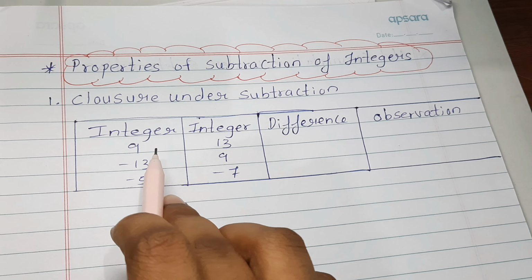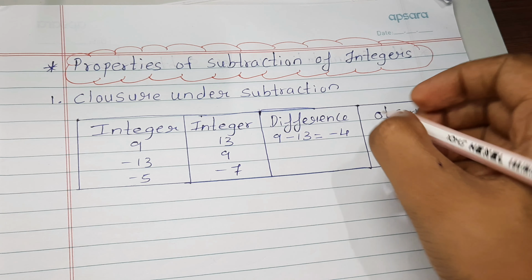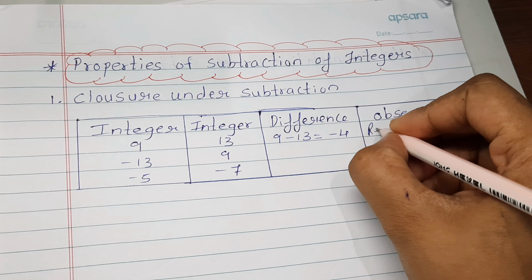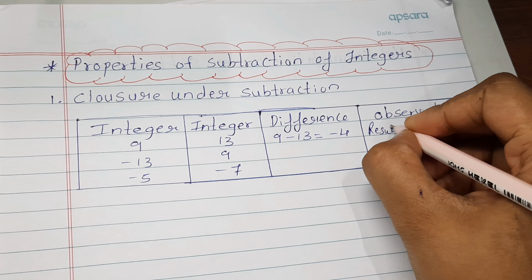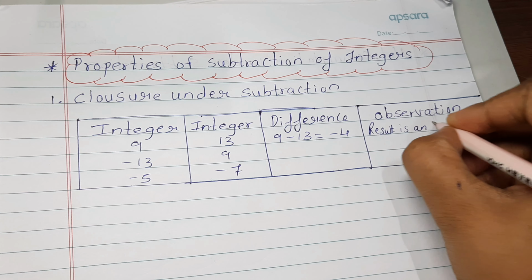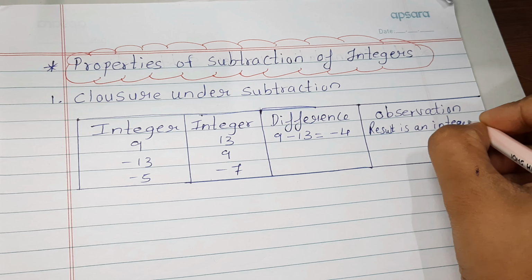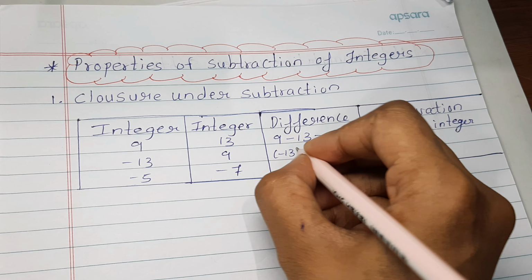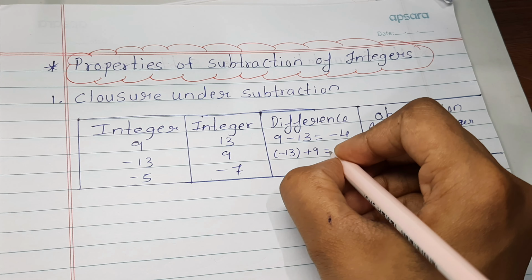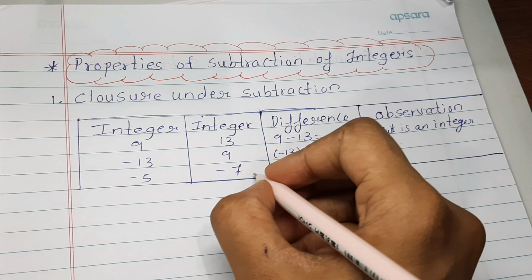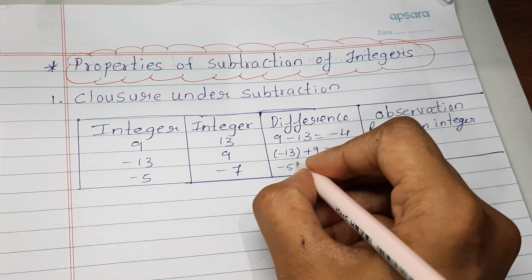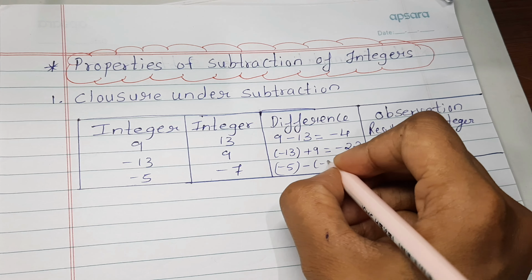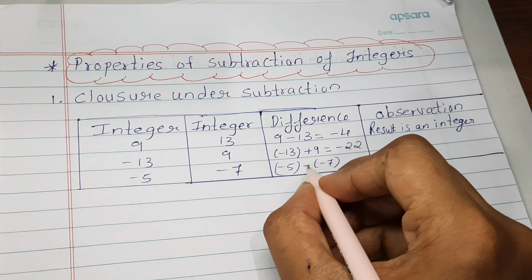Means for 9, the difference means you'll have to subtract minus 13. You will get minus 4. So here the result is an integer. The same way you all have to do for this one. Minus 13 plus 9, you will get minus 22. Here also minus 5 minus minus 7, the difference you'll have to see, right?